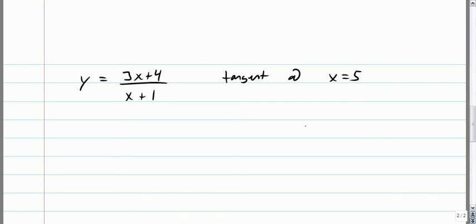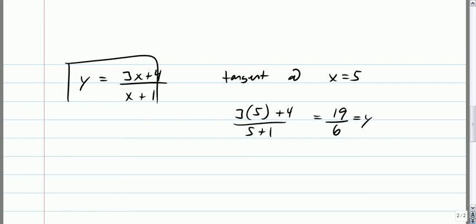Alright, y equals 3x plus 4 over x plus 1, tangent at x equals 5. First things first, when you plug 5 in for x, you get 3 times 5 plus 4 over 5 plus 1, so you get 19/6. That's going to be y.